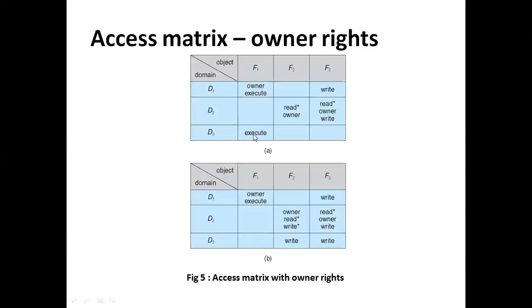Therefore, in the next diagram, you can see this execute has been removed. Whereas D2 is the owner of F2 and F3, and it has made changes. It has added the access right into D3 for both F2 and F3.